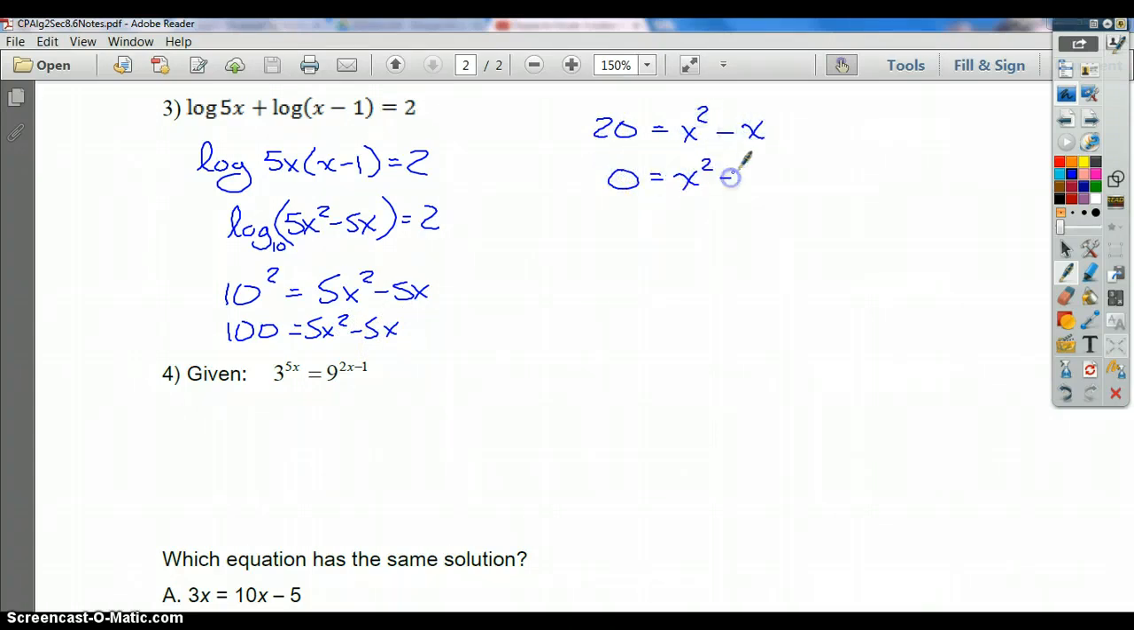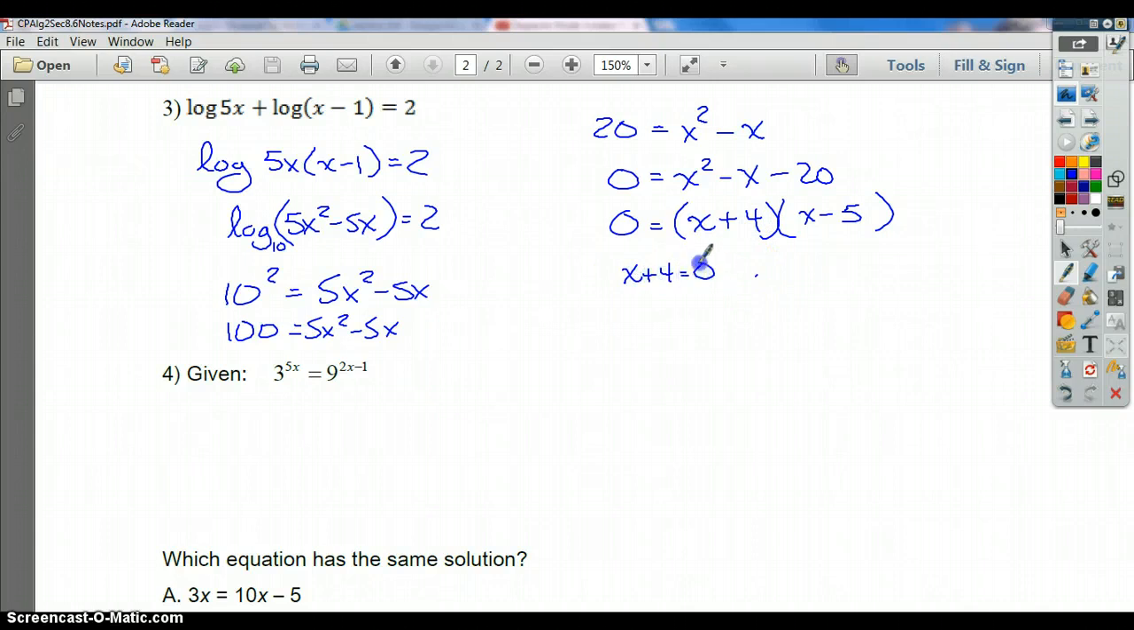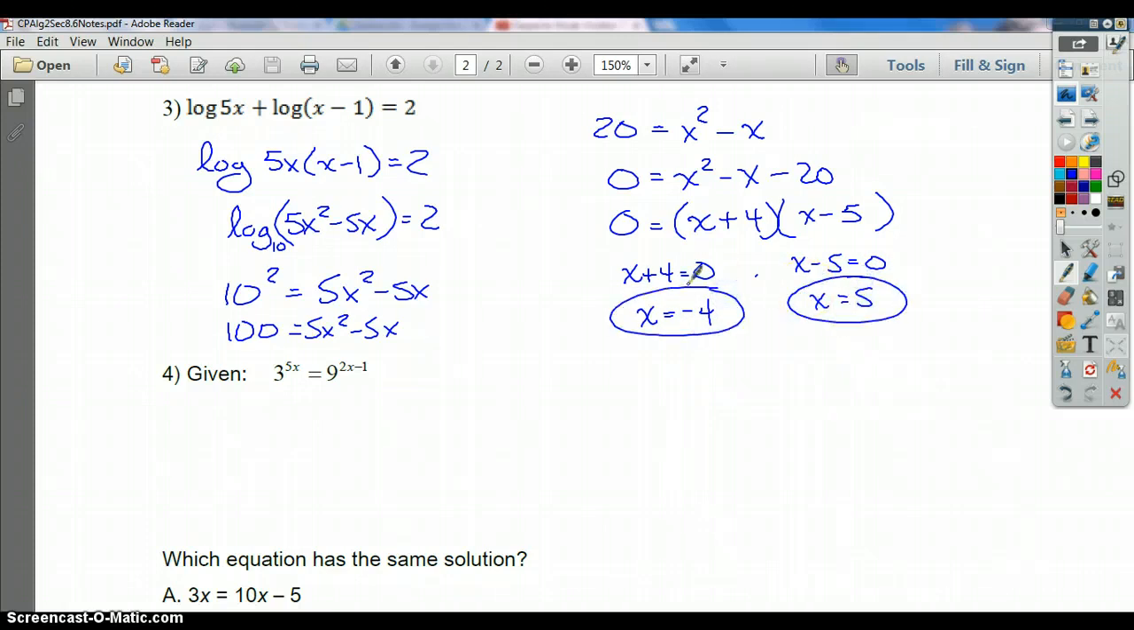Set it equal to 0. And you could do quadratic formula at this point. We can just factor this. This is x, this is x, this is plus minus, and we have 5 and 4. So that means x plus 4 equals 0, and x minus 5 equals 0. So x is negative 4, and x is positive 5. Hopefully that's not too painful for you, but I have a feeling that one you're going to have to take a look at a couple of times.